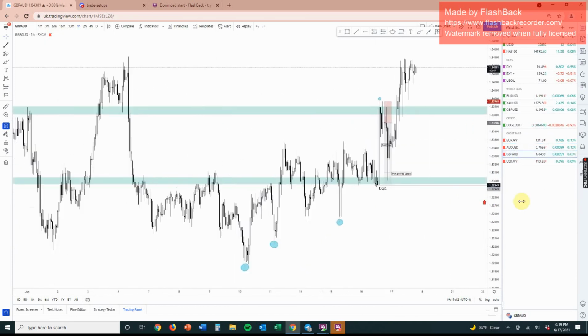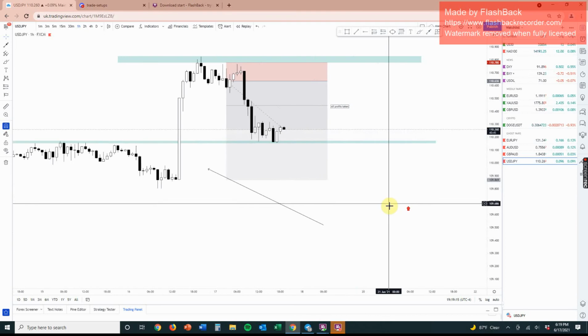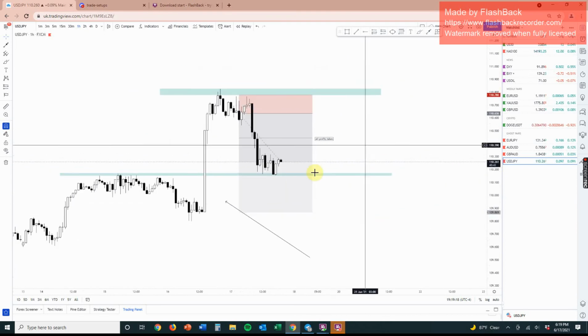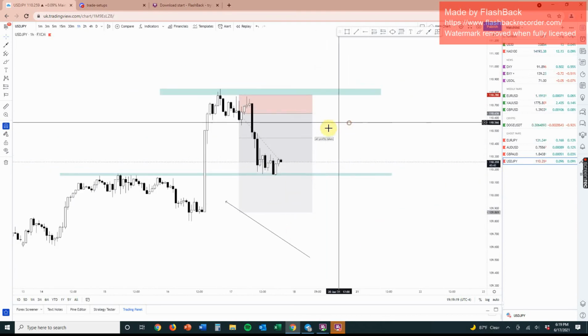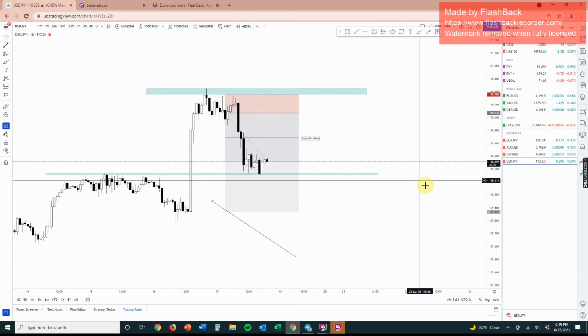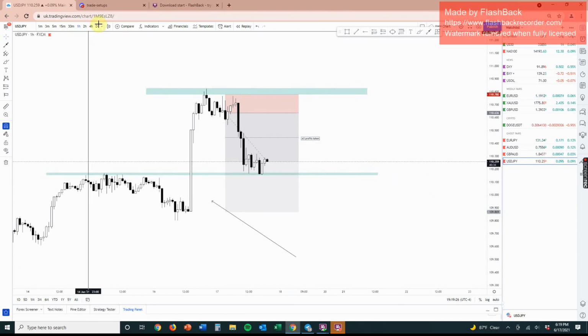Our next trade was USDJPY. So this USDJPY trade was actually yesterday. So these trades are kind of all over. I'm not going in order from where we took them in the week.